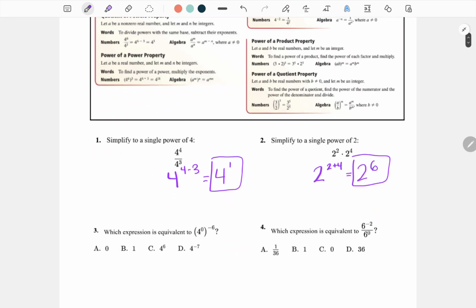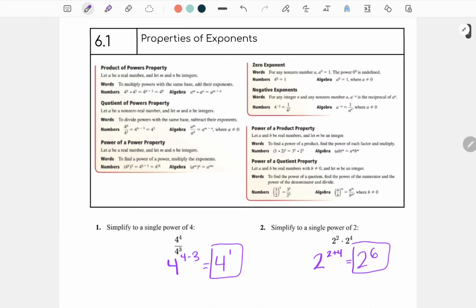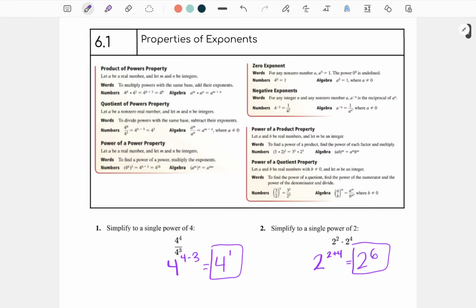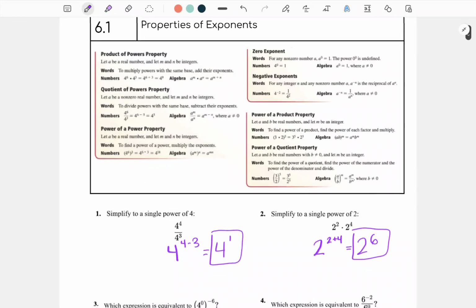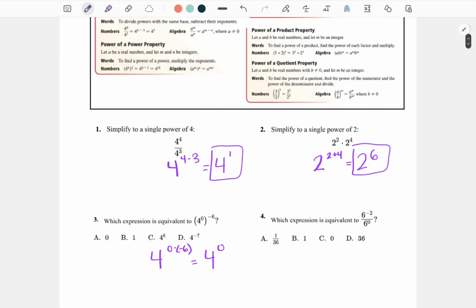For number 3, this is power to a power. So we're going to use power of a power property. So that means we're going to keep the base the same as 4, and we're going to multiply 0 times negative 6. 0 times negative 6 is just 0. Then we're going to use the 0 exponent property, which means for any non-zero number, a to the 0 is equal to 1. So 4 to the power of 0 is just equal to 1.